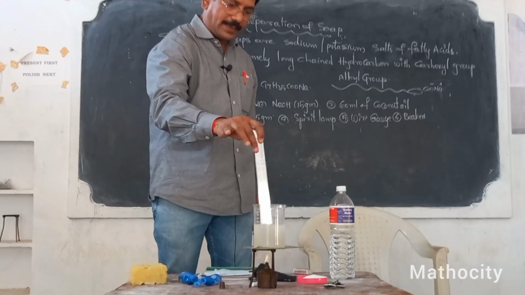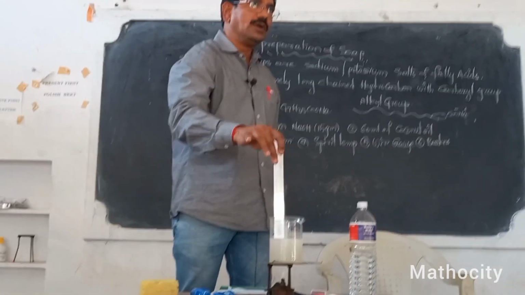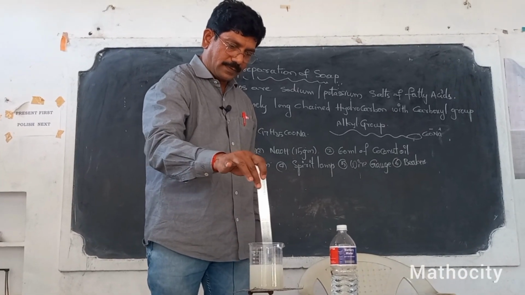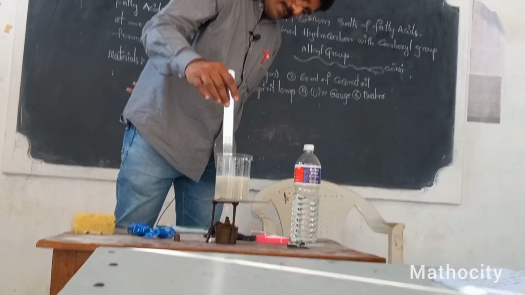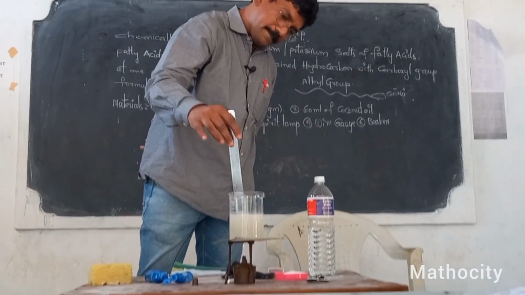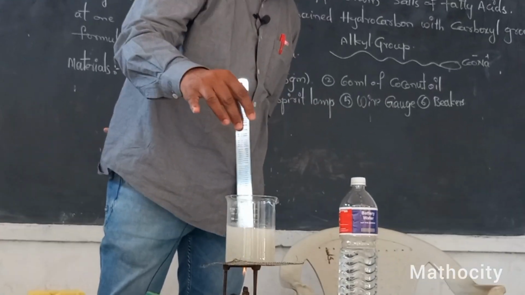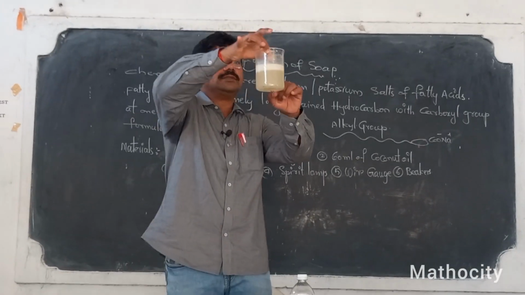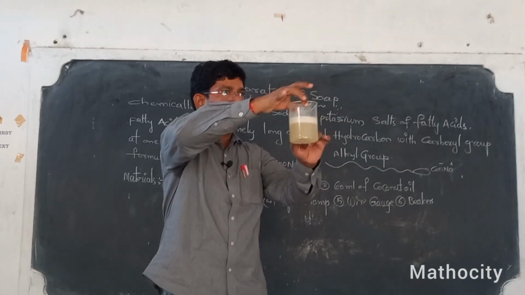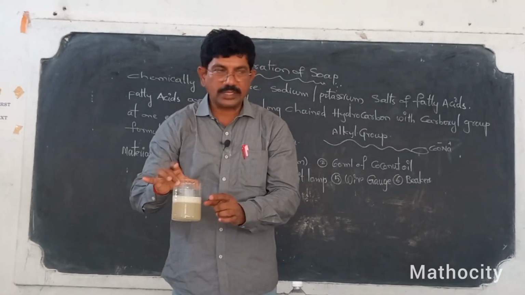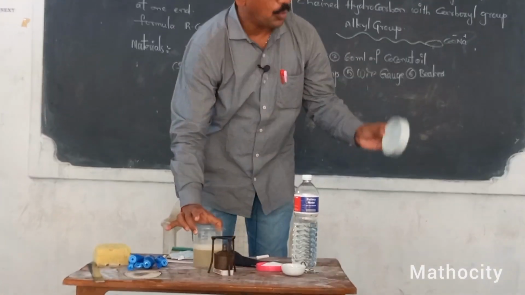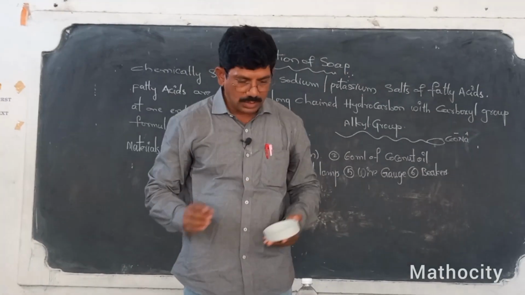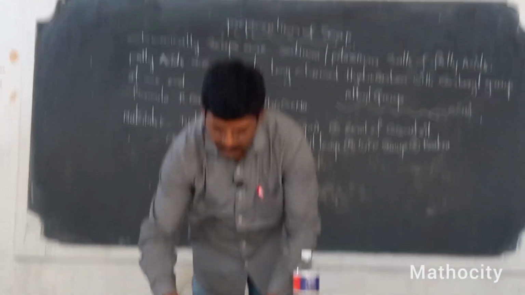See what I am doing? I am heating the mixture for 15 to 20 minutes. Observe what happens after that. Do you find the layer? This is your soap. Now I am pouring this hot mixture into a mold. You will get a circular shape soap.